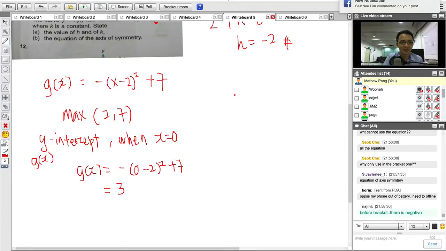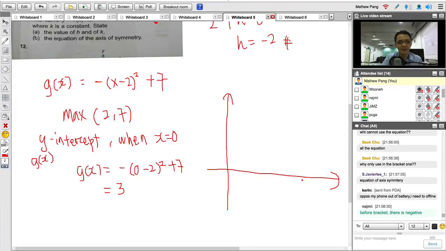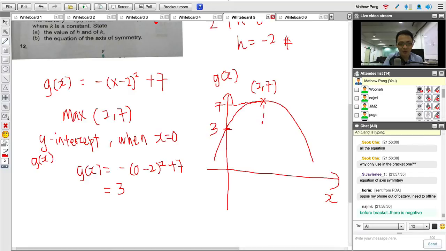Then roughly I can sketch the graph now. Maybe I will have the graph like this. I will pass through 3 and go up to 7. Here I pass through 3 because my g(x)-intercept is 3 when x equals 0. And then my maximum point here will be (2, 7). This is my g(x), this is my x. Of course, this one will be 7 and this one over here will be 2. Got it? This is my graph if I have this equation.